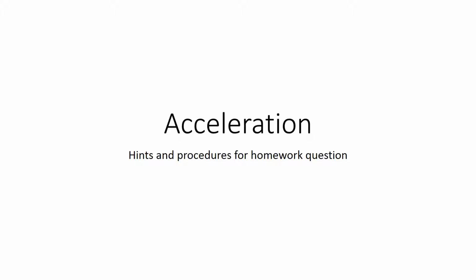One of your homework questions involved two cars, one of which was moving at constant velocity and the other of which was stationary and began accelerating. And the question was, what acceleration does it need to have so that they meet when the first car catches up? Let's look at an example of that.